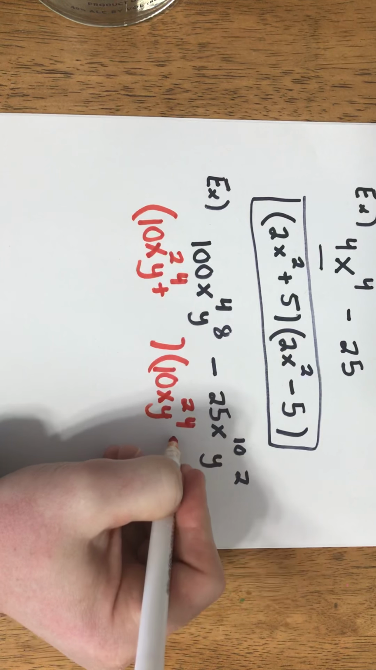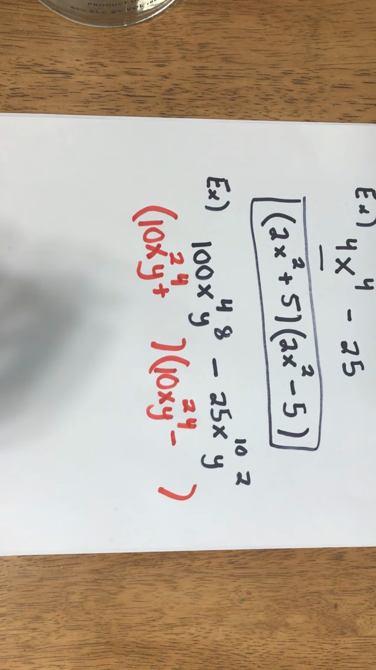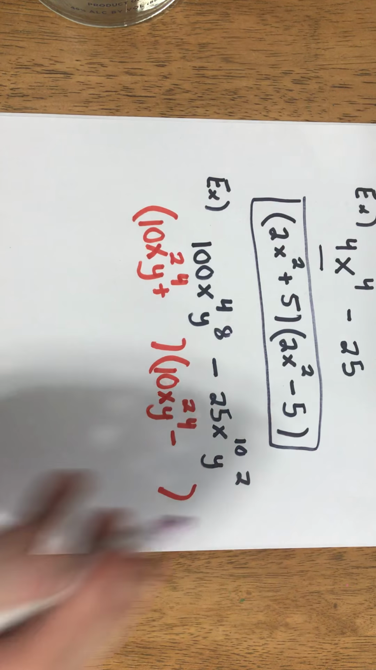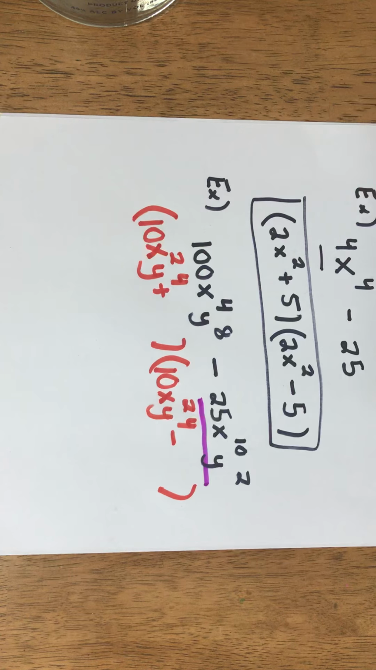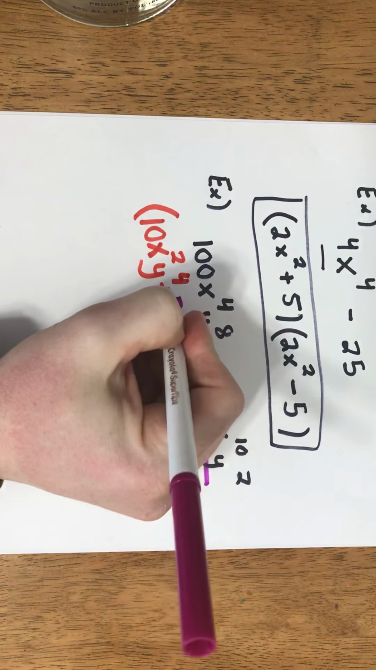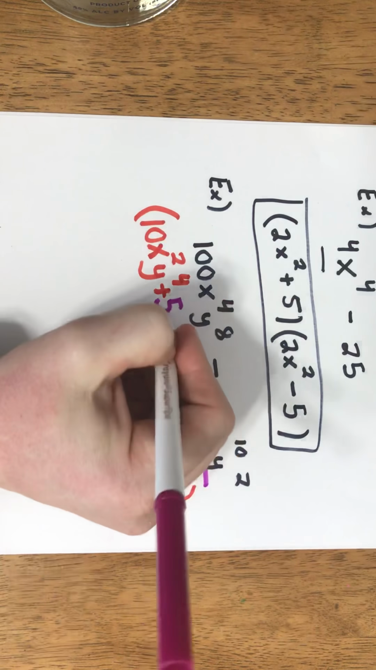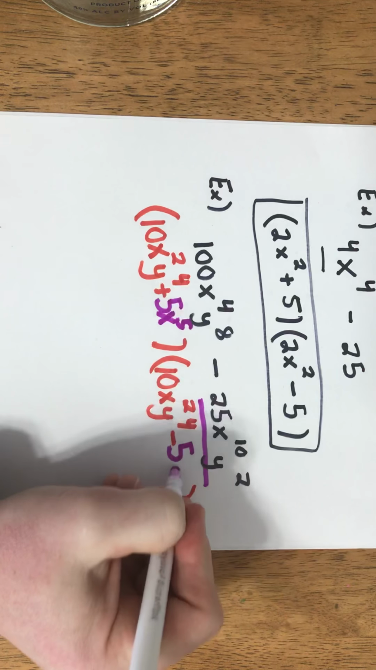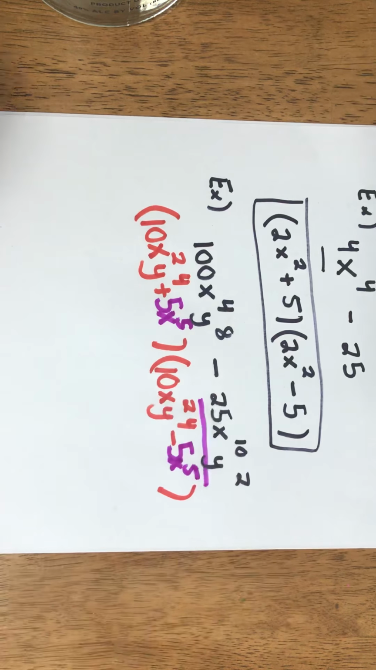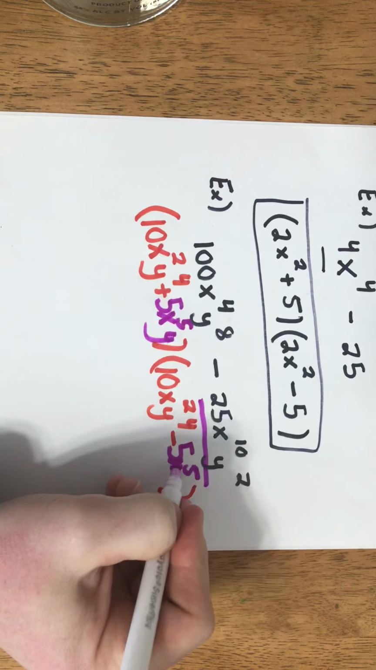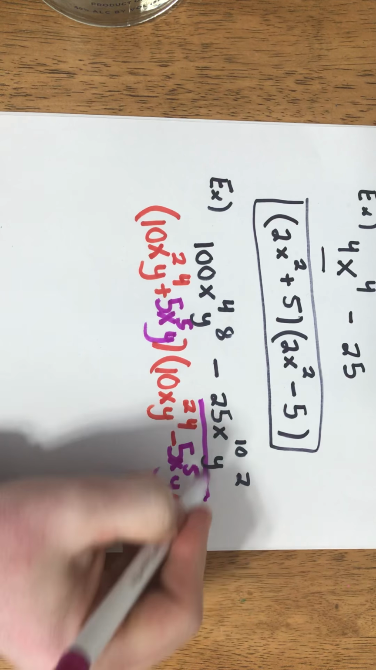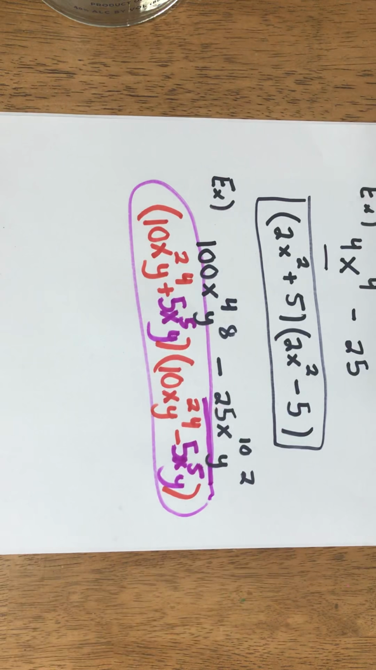Now I'm going to need a plus and a minus. And I'm going to then do the square root of this final piece here, which is 25x to the 10th, y to the 2nd. Square root of 25 is 5. So I'm going to put my 5s. Square root of x to the 10th is x to the 5th, x to the 5th. And my square root of y squared is y times y. So that's going to be my answer for this example right here.